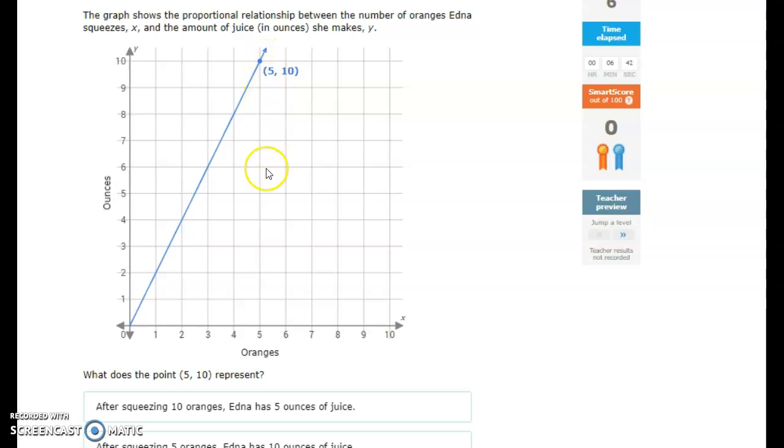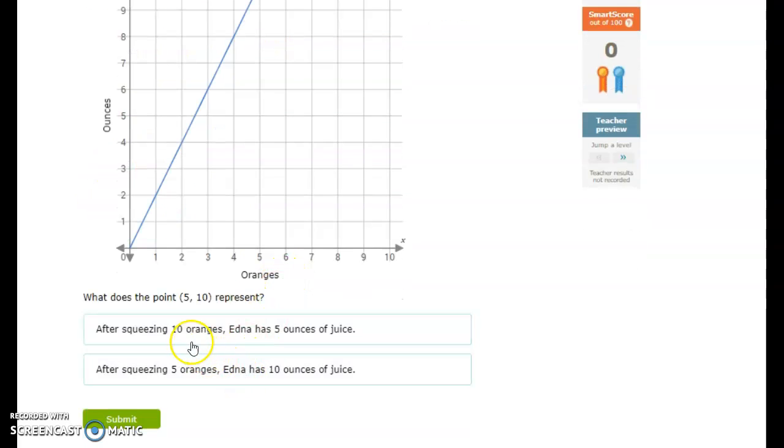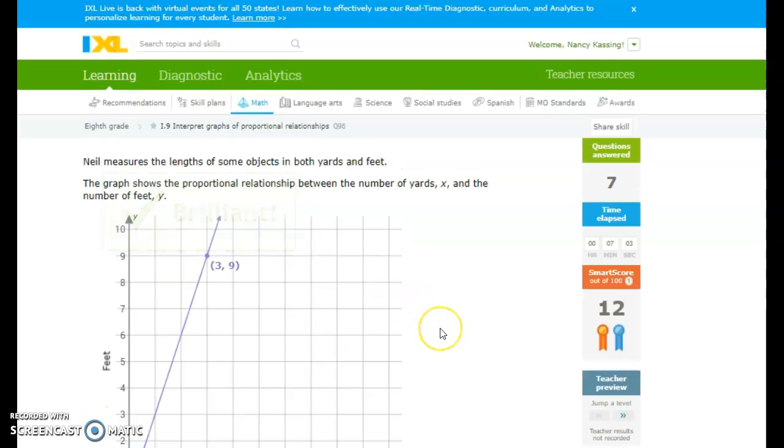Well, if I look at the 5, it is on the x-axis, so it's telling me there's 5 oranges and 10 ounces. So let's come down here. I need 5 oranges, 10 ounces. This is 10 oranges, 5 ounces. This is what I need because on the x-axis, we're at 5, so right here. Hit submit.